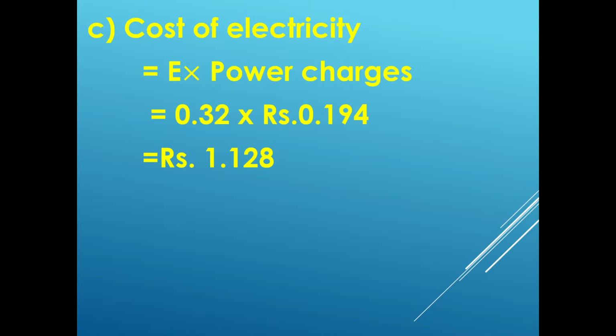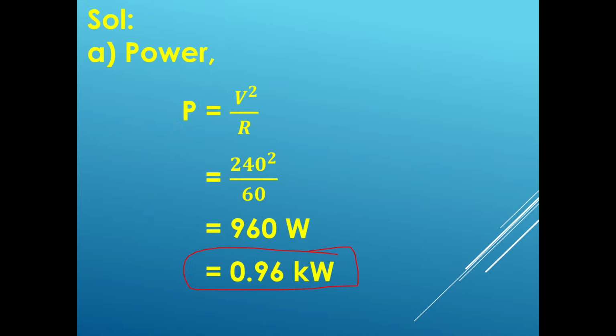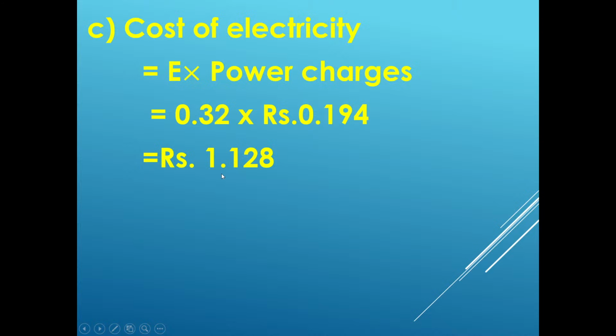Cost of electricity is 1.128. Sorry, rupees 1.128 is the cost of electricity for this one electrical device here. What is the electrical device? It was an electric iron, which has been operated for 20 minutes. So if the electric iron box is operated for 20 minutes, the cost is around 1.128 rupees. I hope you have written. Let us go to another numerical problem. It's already 1 hour. I'll try to conclude within 10 to 15 minutes.